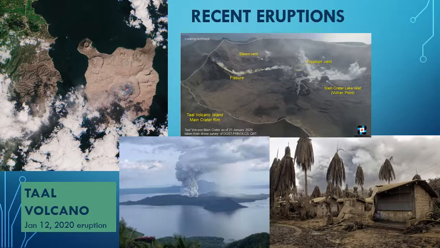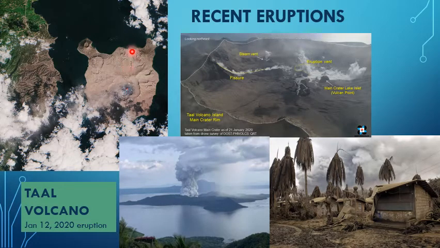Recent eruptions. The most recent eruption in the Philippines is the Taal volcano eruption on January 12, just this year. Taal is the second most active volcano in the Philippines, with its 34th historic eruption on January 12, 2020. There are more than 30 vents clustered in the volcano island, excluding the submarine vents that are found at the base of the lake.